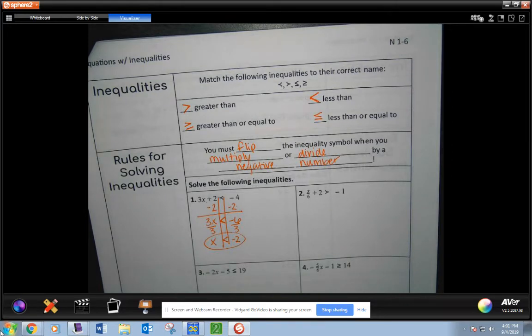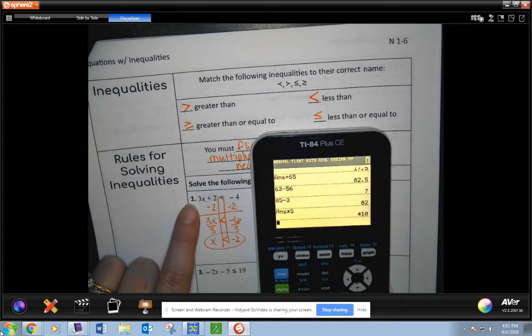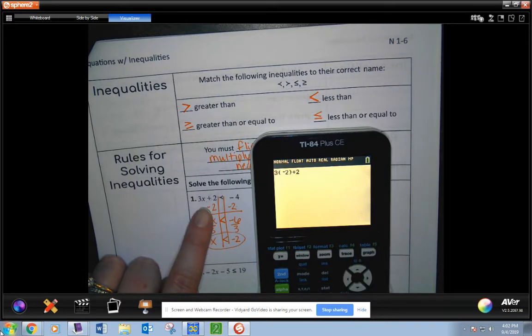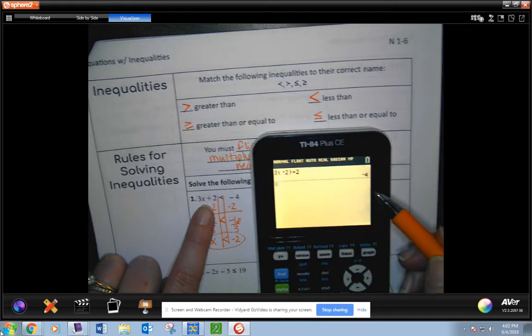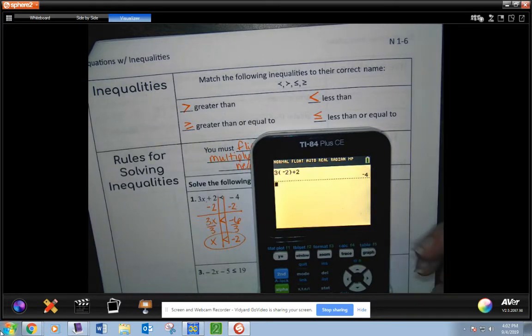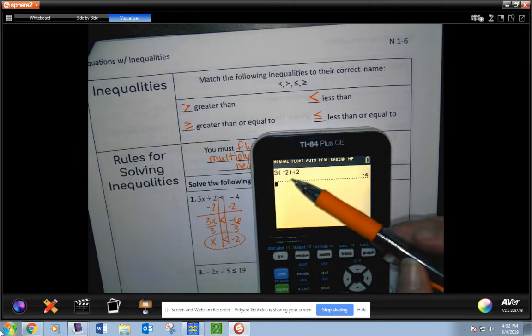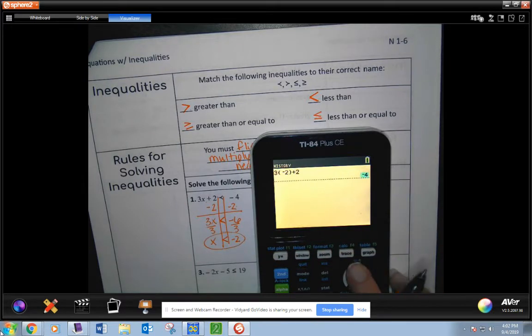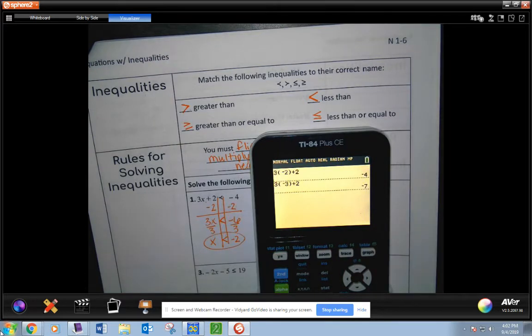Now, you could plug this back in and check it in your calculator. If you do 3 times negative 2 plus 2, just plugging it into this side, you're looking for a number that is going to be less than negative 4. So if you pick a number less than negative 2, say like negative 1, that's greater. So negative 3. I get negative 7, and negative 7 is less than negative 4.